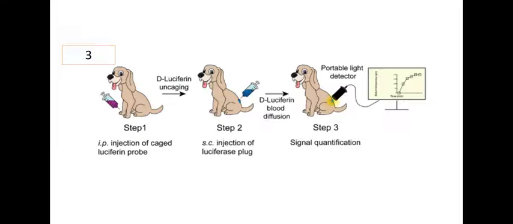A typical PBL experiment employs an administration of a functional bioluminescent probe, then the injection of a biodegradable luciferase plug. The light production is quantified by the portable light detector that is placed directly on top of the area of the plug.